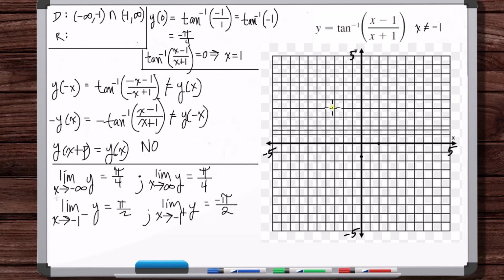Coming from the left, it's approaching pi over 2. So pi over 2 would be somewhere up here, let's say, and minus pi over 2 down here. What that's telling us is that the function coming to minus 1 is going to be coming from the top, and approaching here. And from this direction, it's going to be doing this, to some degree approaching minus pi over 2.